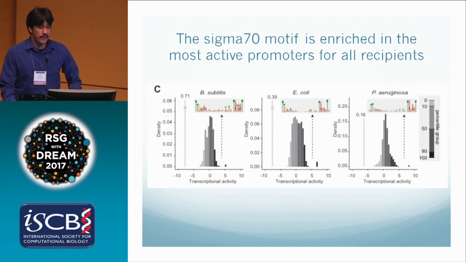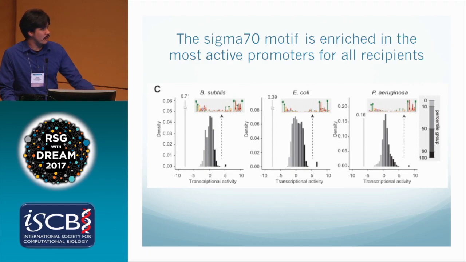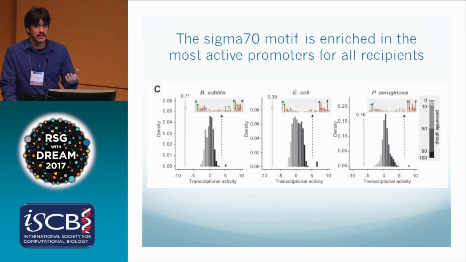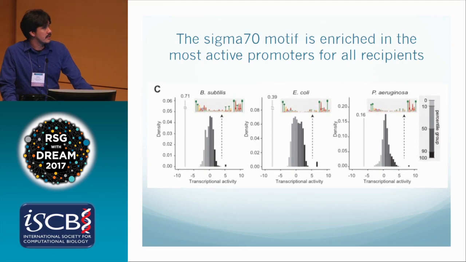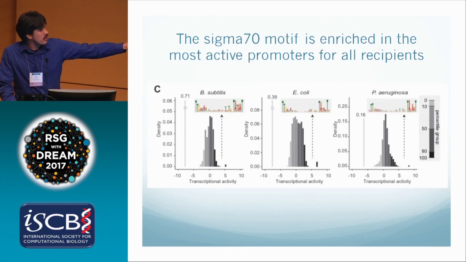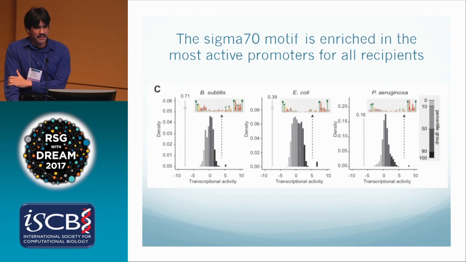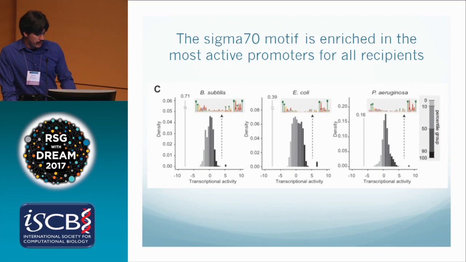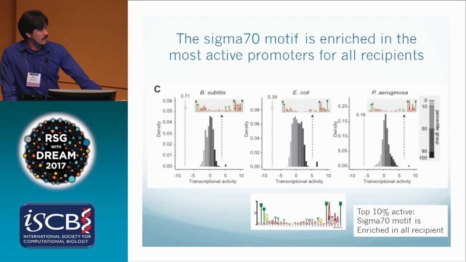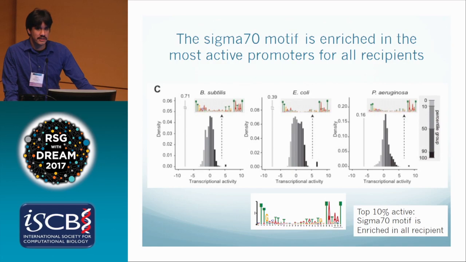When you're working with gene regulation, a feature that we are particularly interested in is sequence patterns, regulatory motifs in the sequence that could be driving this expression. So we plot the distribution of the transcription activity for each recipient, and we took the 10% most active promoters in all of them. In all cases, what you observe is the sigma 70 motif, which is the housekeeping sigma 70, in all three organisms.